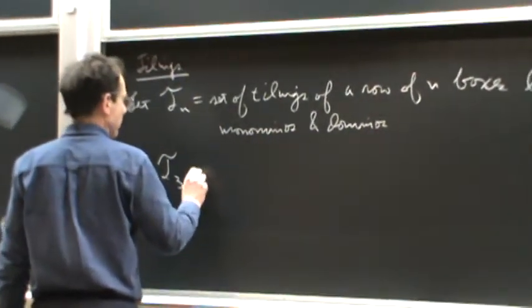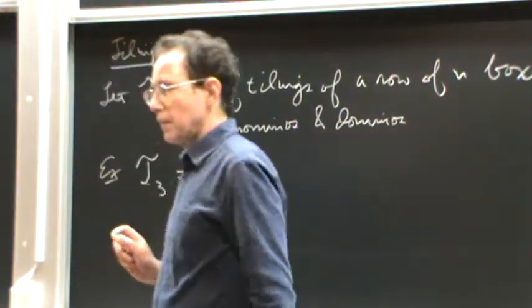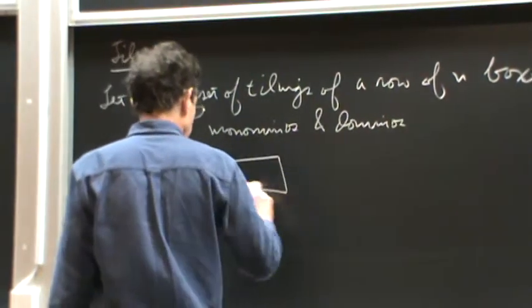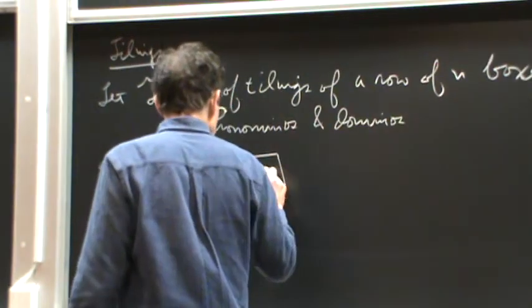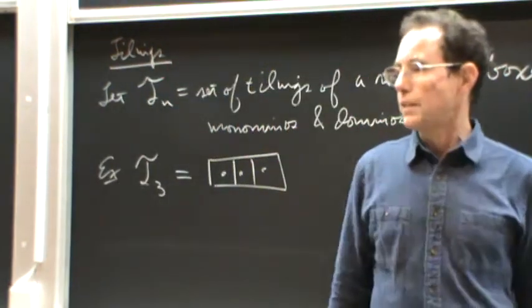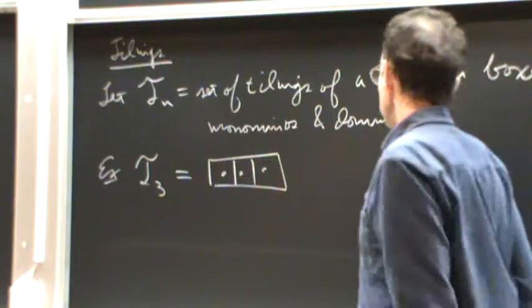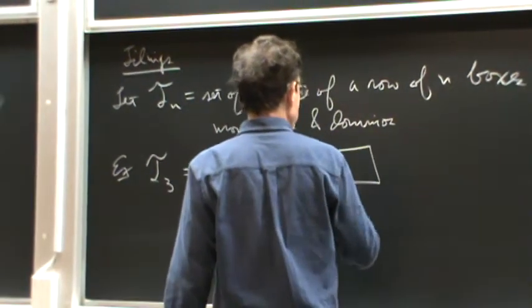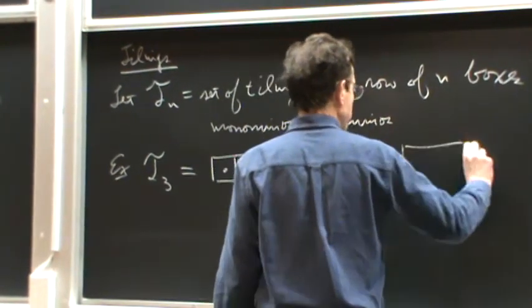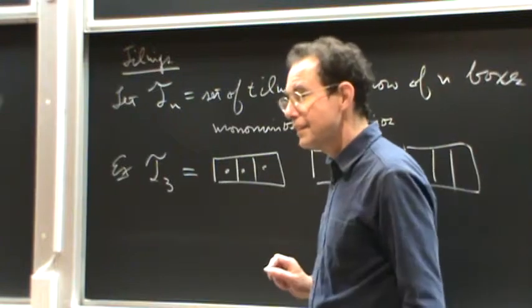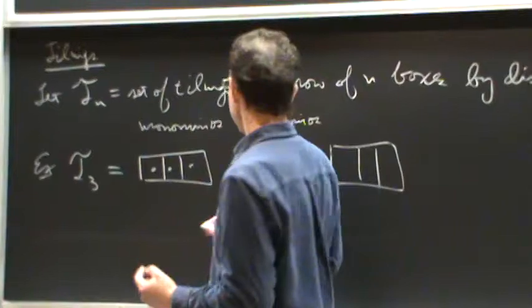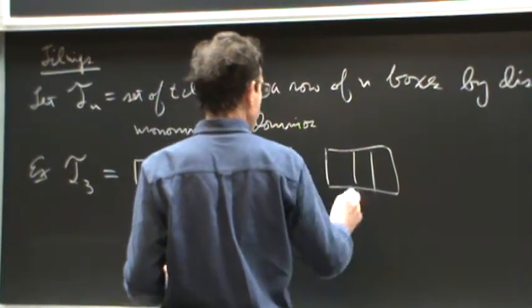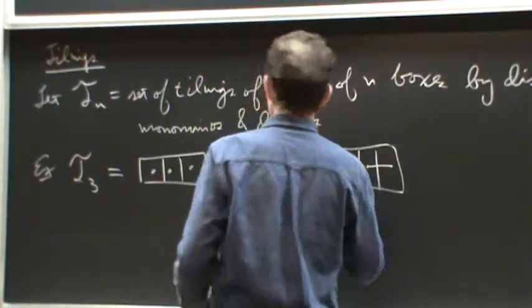So again, an example is worth 1,000 definitions. What does T3 look like? Well, I've got three boxes, right? One obvious way to do it is to just put monominoes everywhere. But I could also use one monomino and a domino. How many ways are there to do that? Yes, I'm just checking to make sure people are following. There's two ways, right? You can either put the domino first, followed by the monomino, or put them in the opposite order.